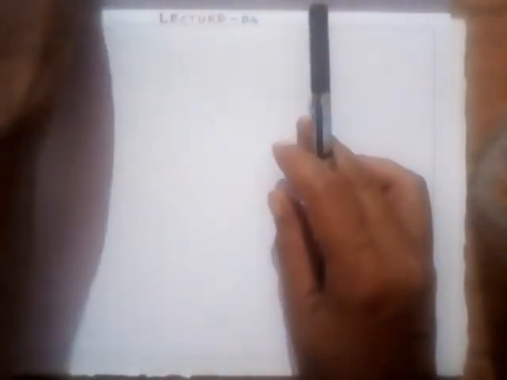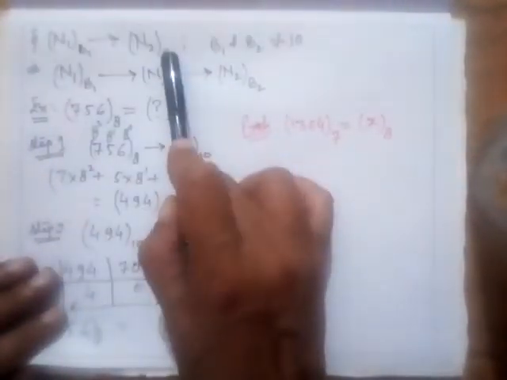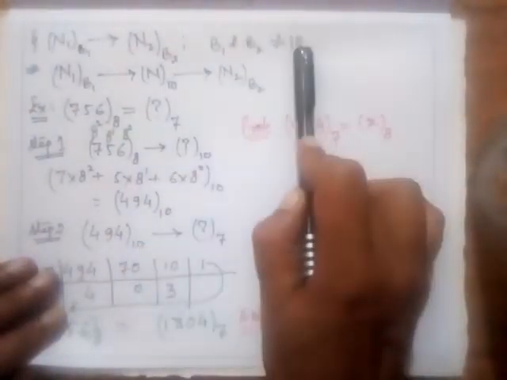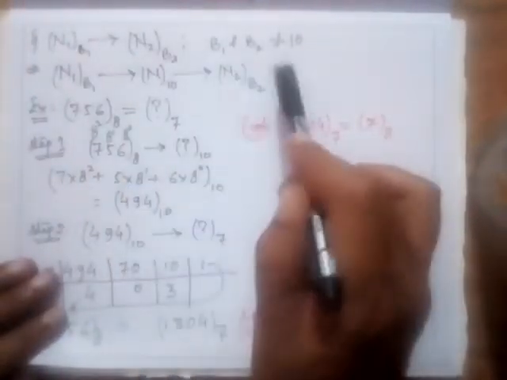In the last lecture, apart from a few numericals, I discussed how to convert a number with base B1 to base B2, provided neither B1 nor B2 is equal to 10. That is, nowhere you have decimal. So, as I told you, you go via base 10. You convert number n1 to base 10 and then the corresponding base 10 number into base 2.